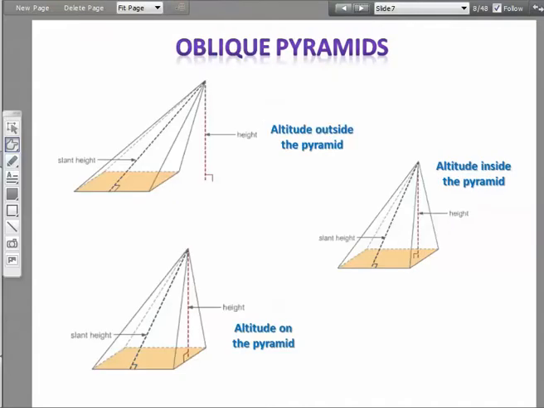Now let's look at oblique pyramids. See how the altitude is in all different places? It's never in the center, because if it's in the center, it would not be oblique. It'd be a right pyramid. Look at the slant height. That's crazy looking. This altitude is outside the pyramid. This altitude is inside the pyramid, but it's not in the center. And this altitude is on the pyramid. So you can tell by looking at these pictures the difference between oblique and right.